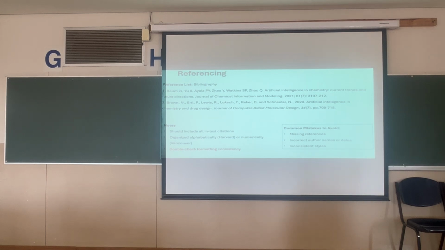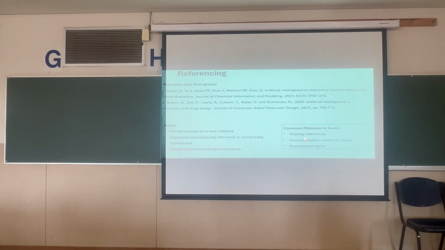Okay, so the notes to take home: you should include all in-text citations in the bibliography, organized alphabetically if you're using Harvard, okay? And numeric if you're using Vancouver or IEEE, it's 1, 2, 3, 4, okay? And you must always double check your references and your bibliography, okay? The common mistake is missing references. You find that in text you have 50 references, but when you go to the bibliography, you have 45 references. Those are things you need to take care of.